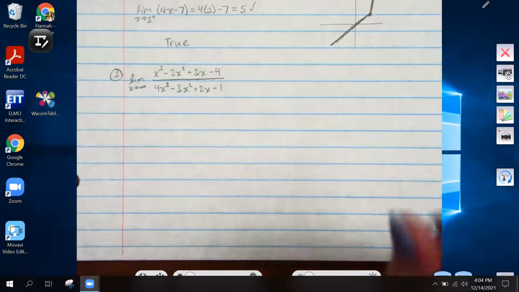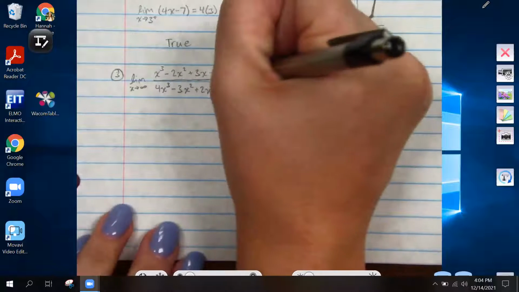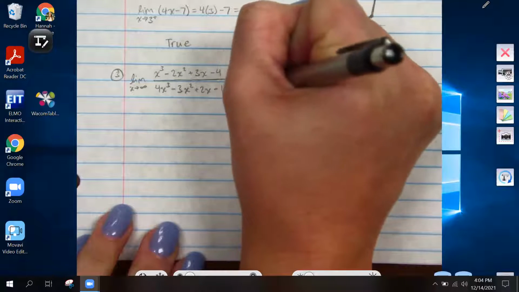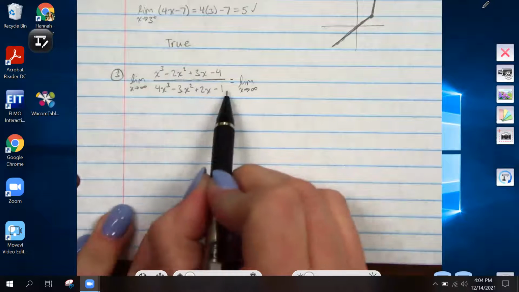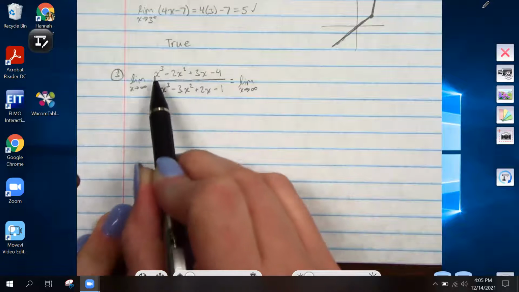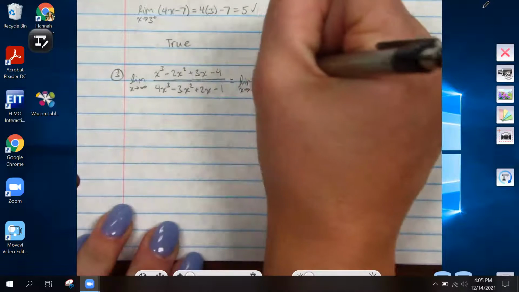But I also want to work it the way that we learned when we first started learning about limits, which is to divide everything by the x term with the highest exponent in the denominator. So in the denominator, the x with the highest exponent is x cubed. So we're going to divide everything in this fraction by x cubed.